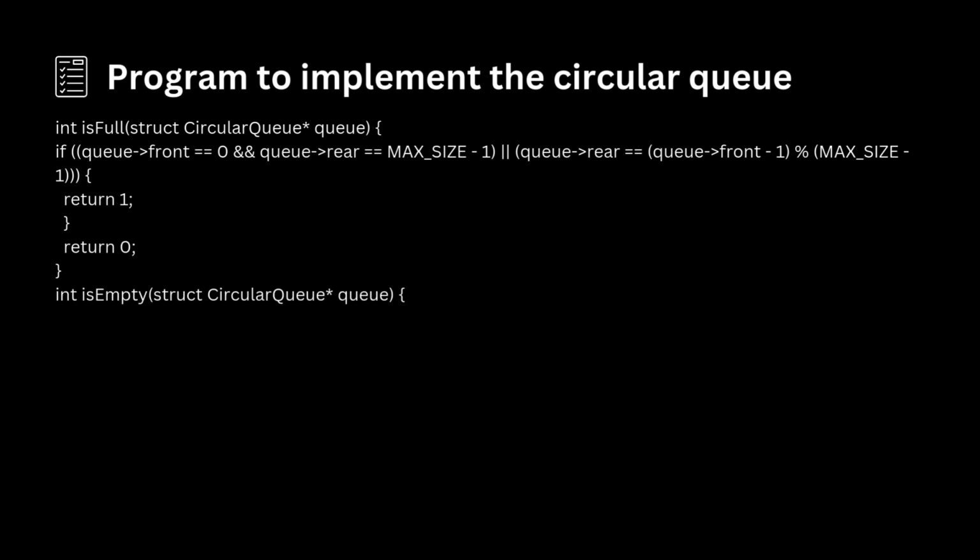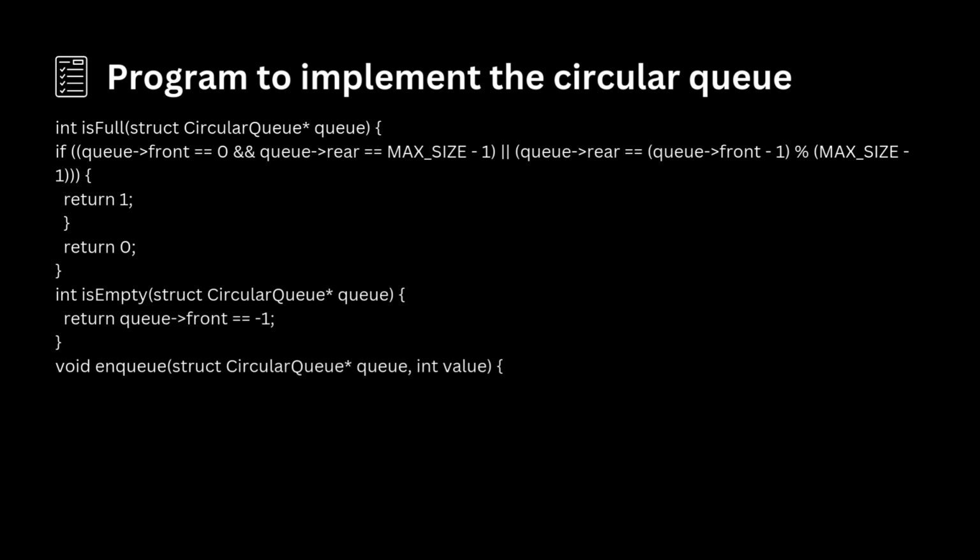Now let us write a function to check if the queue is empty. If the front of the queue is equal to -1, it means the queue is empty because front is set to -1 when the queue is empty. When the front of the queue is not -1, it means that there is at least one element in the queue. The function returns 1 if the queue is empty and 0 if it is not empty.